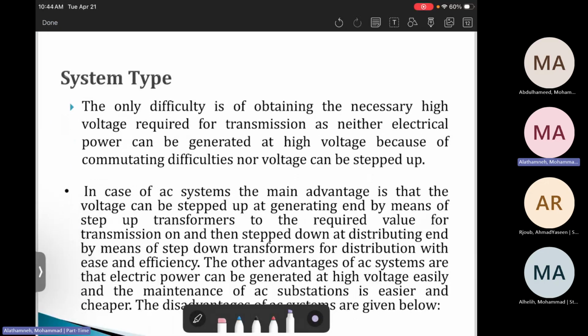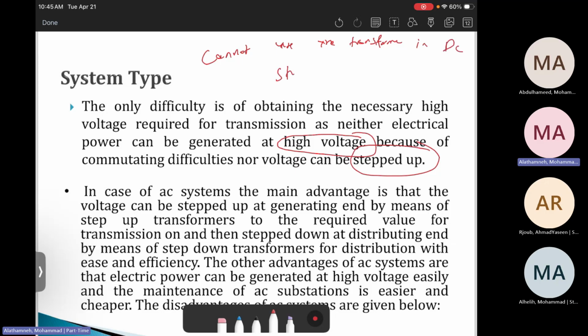The only difficulty is obtaining the necessarily high voltage required for the transmission line, as electric power cannot be generated at high voltage because of commutation difficulties, and the voltage cannot be stepped up. That's the problem in high voltage. We cannot step up DC. We cannot use a transformer in DC. It's only used in AC.